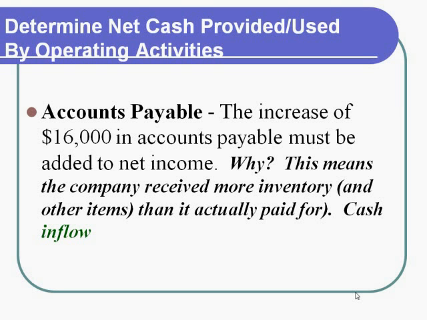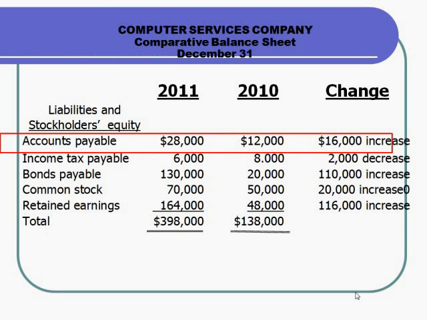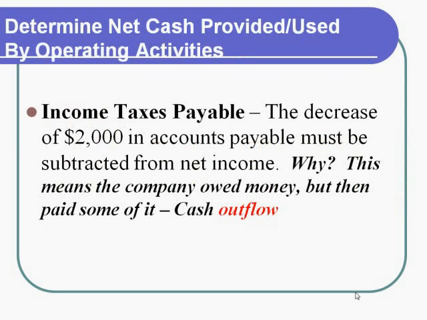paid for utilities expense, or rather it recognized utilities expense. They got their bill, it was $16,000, big building. They debited utilities expense and they credited accounts payable. But they haven't paid for it yet. So when accounts payable goes up, it means they received more items, expenses, whatever, than they actually paid for. So we're going to take that $16,000 and we're going to add it back.